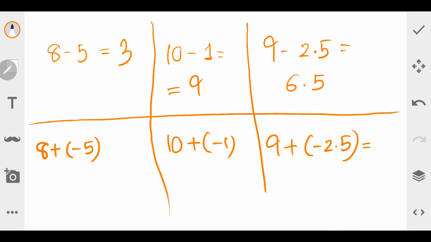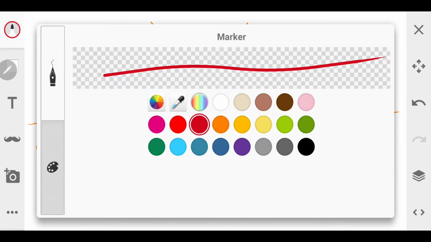Right? Okay, now let's look at the problems here. So 8 plus -5, you have $8 and you have a debt which is $5. So again, the answer is 3. You have $10 but you owe $1. So again, 9. You have $9 and you owe $2.50. So you have $6.50. Now if you look at these problems, let me change the color.